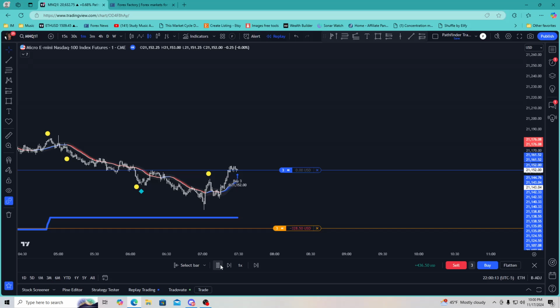Really nice. Comes back down to retest. So there is a level of support here. Buyers are supporting this area. And now we don't add, because look, we're still below our entry. So we don't add anything in here. We're not taking scalps. We're not doing anything.